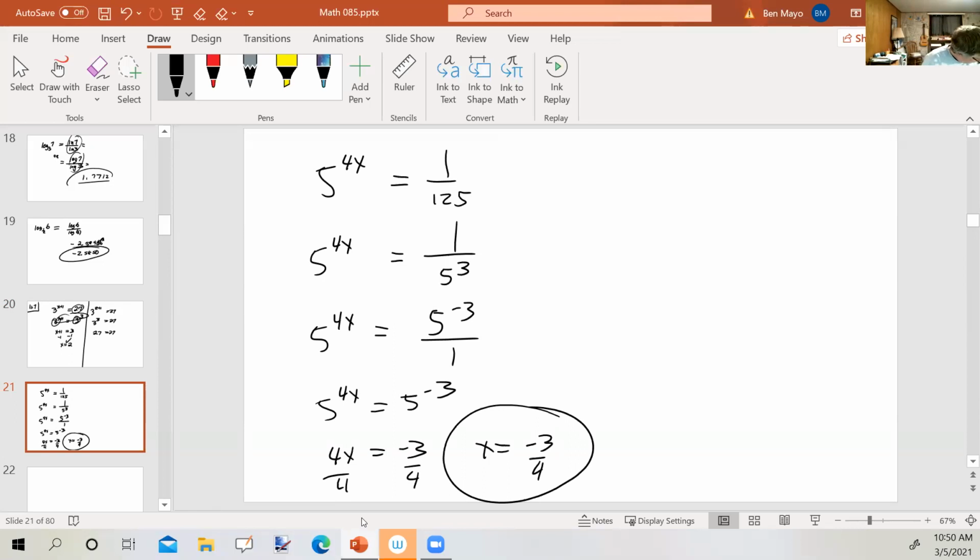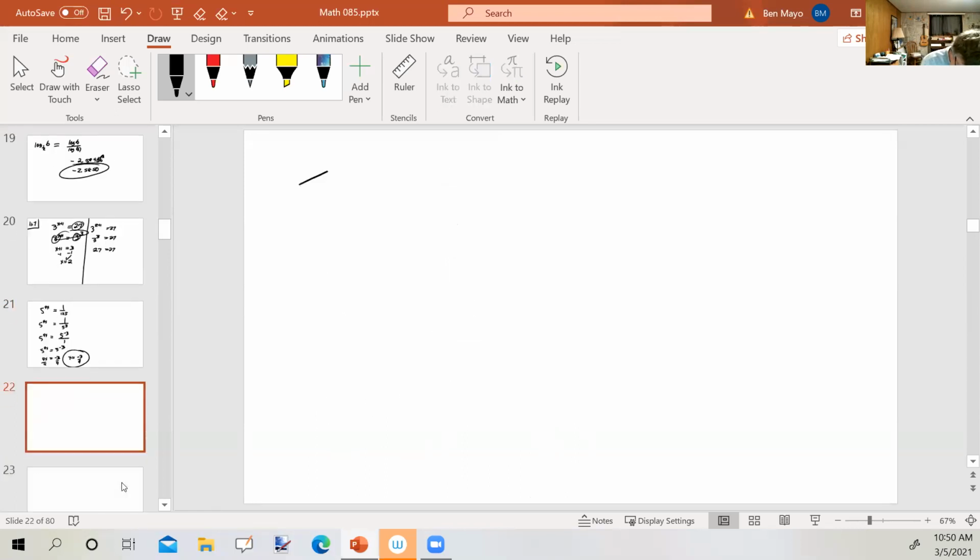Okay. Now, what about this situation though? 7 to the x power equals 12. So on the left, my base is a 7. I can't think of a way to take 12 and write it as 7 to some power. So the method I used on those first two problems isn't going to work very easily on this problem. So what do I do now?